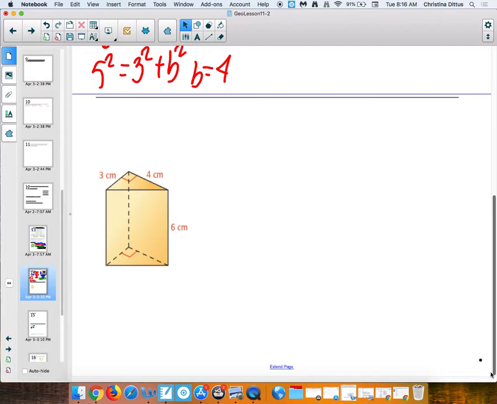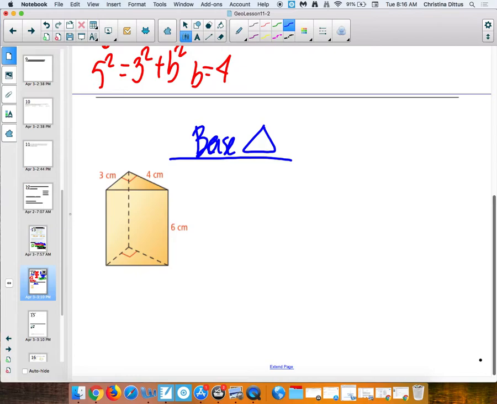What is the shape of my base here? Triangle. How do I find the area of a triangle? Half base height. What is my base? 3, 4, don't care which one, I'll put 4. What's my height? 3. If you have 4 times 3 or 3 times 4, it's not going to matter. Base and height have to make that right angle. So they have a right angle here, which makes base and height 4 and 3.